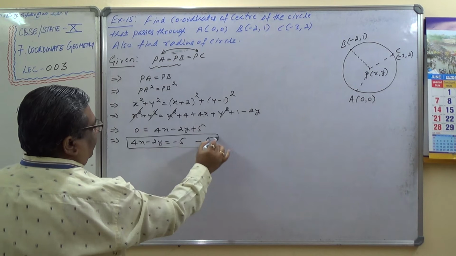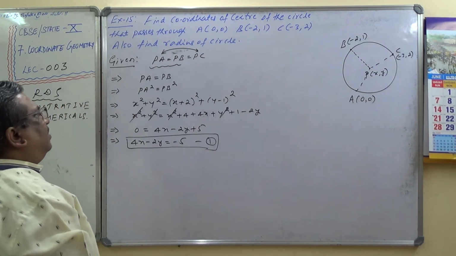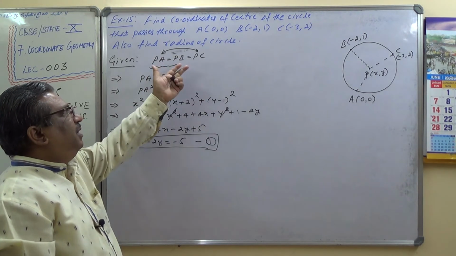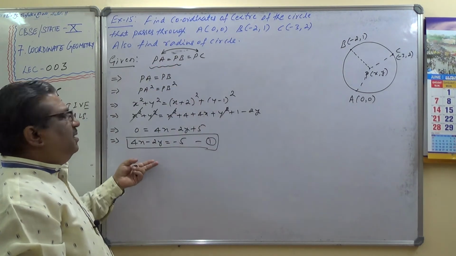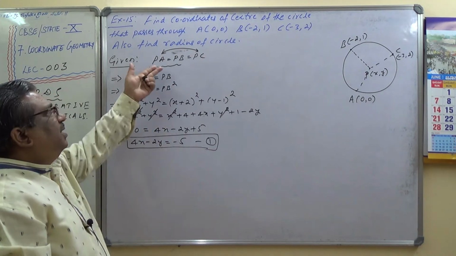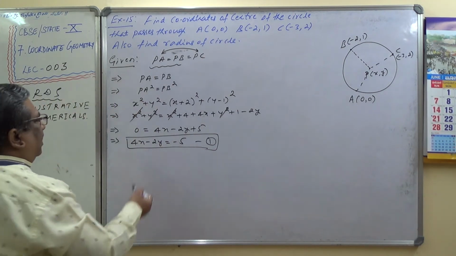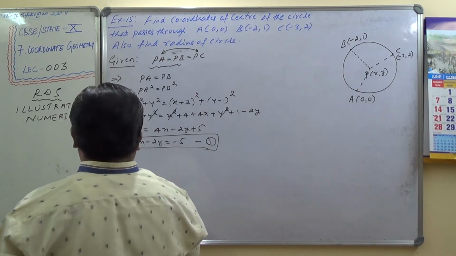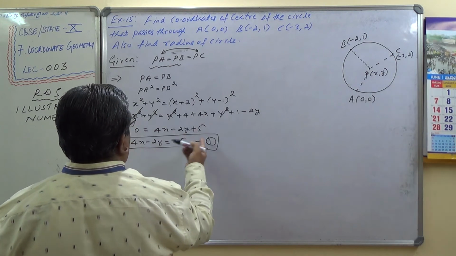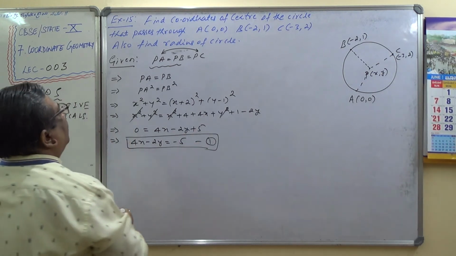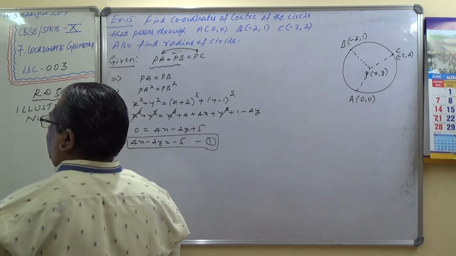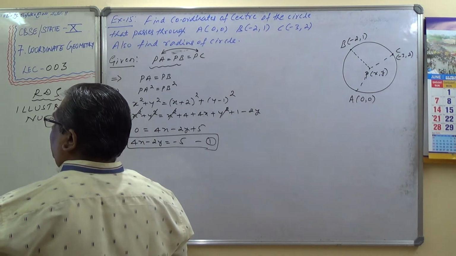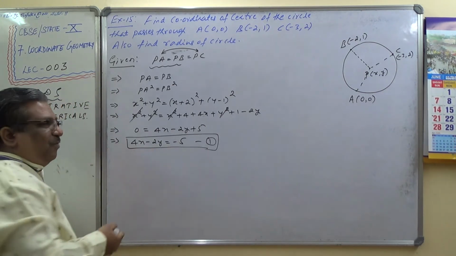See, the equations will be different for different students, because of equating PA is equal to PB, PA is equal to PC, or PB is equal to PC. These equations will be different based on which one you take. I got this one. Let me check. 4x minus 2y plus 5 is equal to 0. Correct. It is perfectly correct. Now we will take whatever he has taken. Forget it, I will do it on our own. Okay, that is the better.